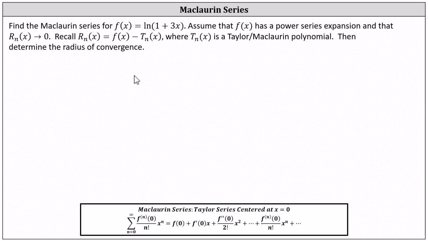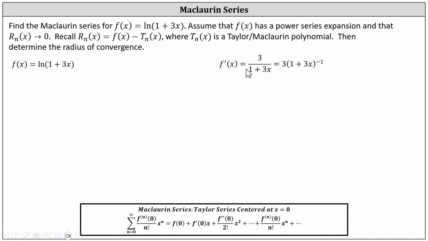We'll find the first several terms of the Maclaurin polynomial, which hopefully we can then use to determine the pattern to write the formula for the Maclaurin series. Let's begin by determining the first three derivatives of the given function f of x equals natural log of the quantity 1 plus 3x. F prime of x equals 1 divided by the quantity 1 plus 3x times the derivative of 1 plus 3x, which is 3.